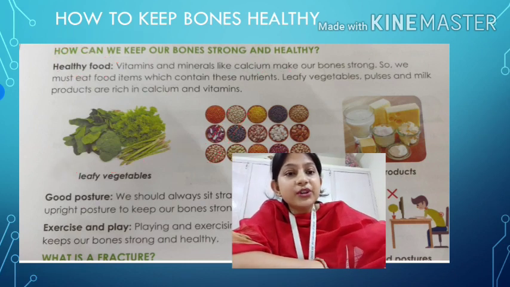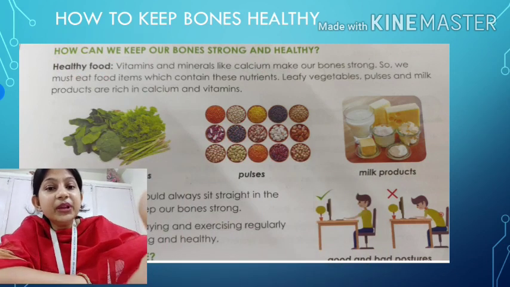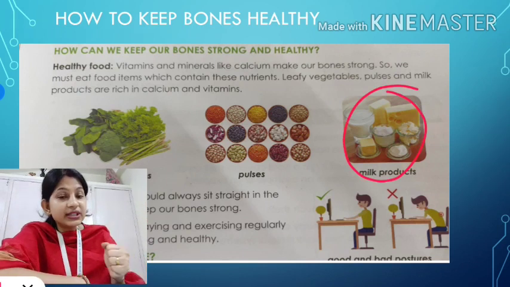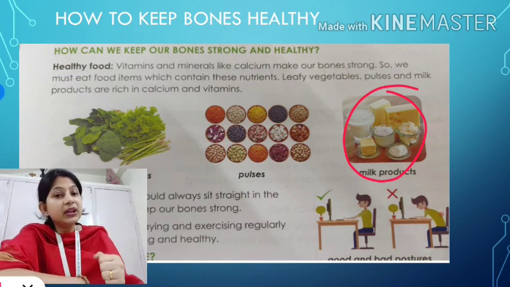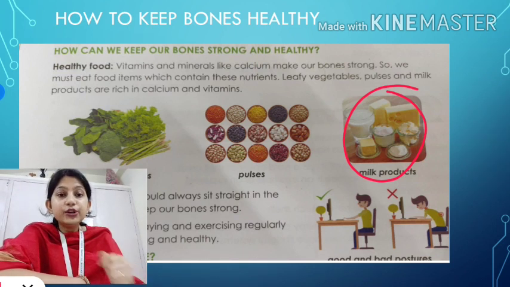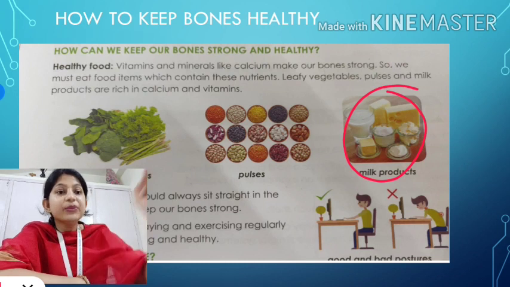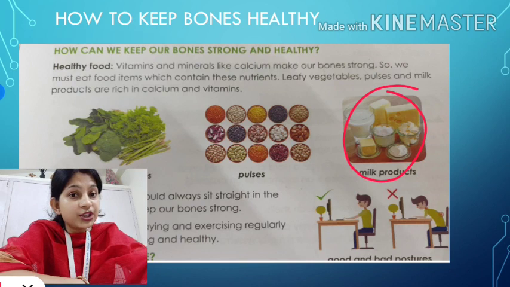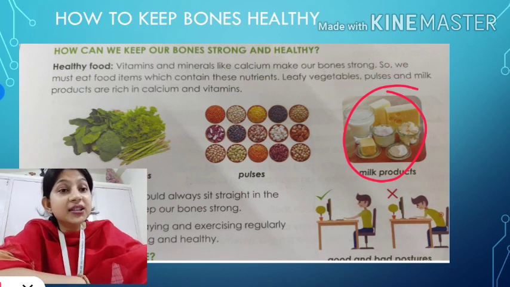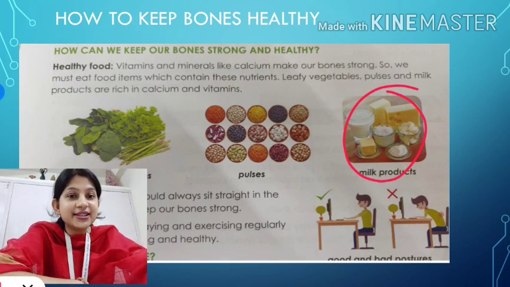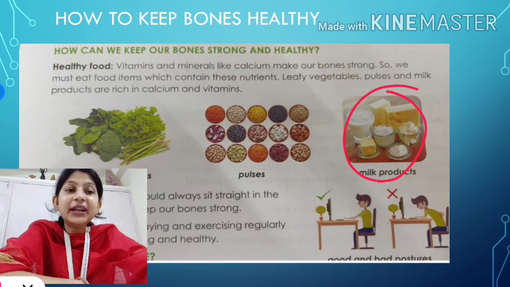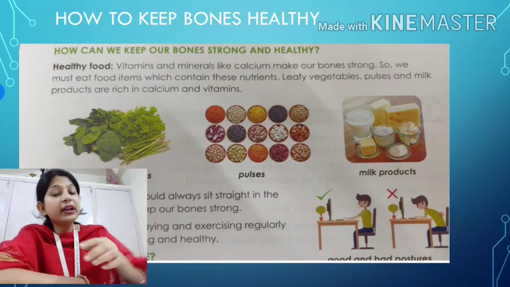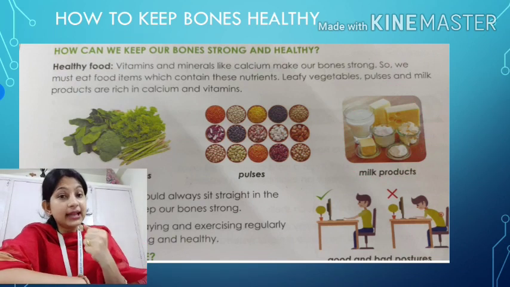And then we should also have milk and milk products. For healthy bones, we should have milk or milk products. You should have at least a glass of milk daily. And what are other milk products which you can have to fulfill the requirement of calcium? It can be curd, it can be cheese. You like cheese? It can be paneer. Okay, so there are various different forms of milk which you can consume to have healthy bones.